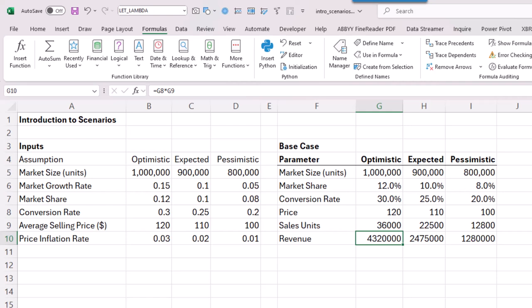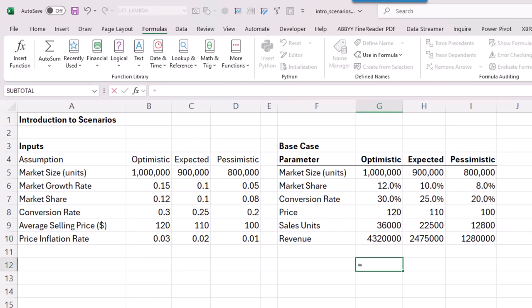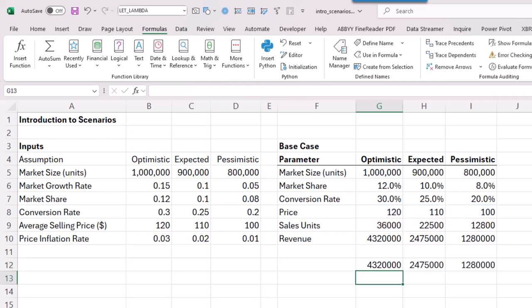I could have done it this way. Let's do it. I'll show you here. Equals all three prices times all three sales units. Press enter. How about that? So we can get rid of that. Move this, promote this. And we can do the same there. That's for you to do. You try that.